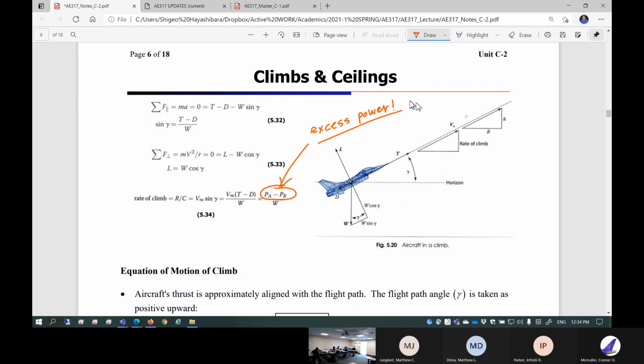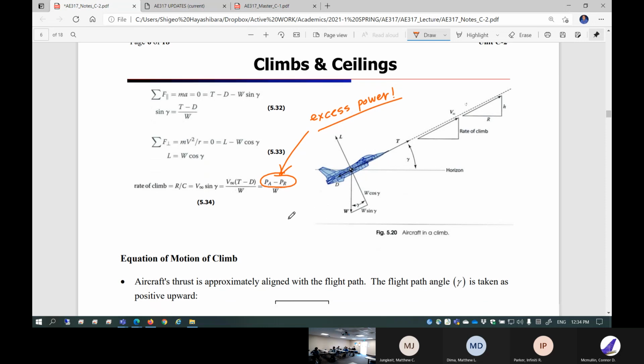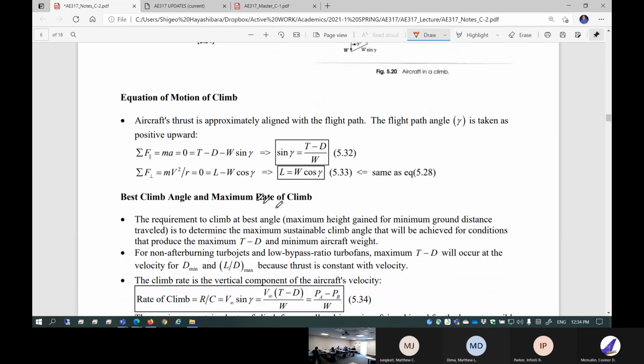Obviously, if you have more excess power, you have a much steeper climb angle and then faster rate of climb. And of course, if you have a lighter airplane, yes, that's right. So this is the equation of motion for climb. You are going to apply the equation of motion for the flight path parallel and perpendicular to it. Now, the important thing is you're now including thrust.